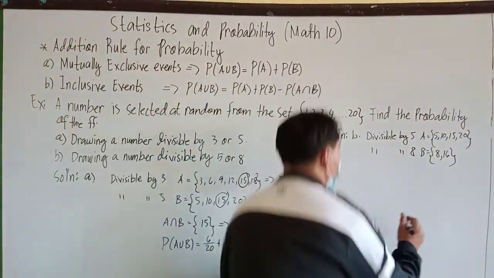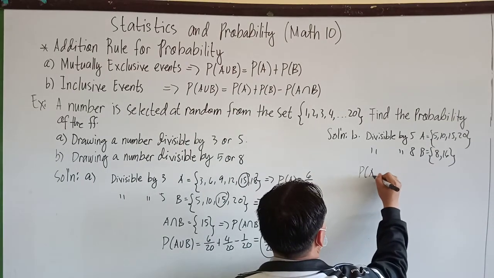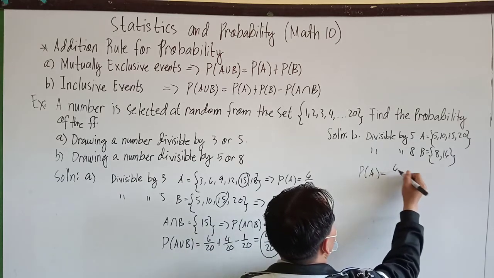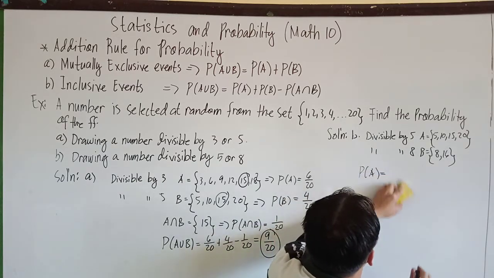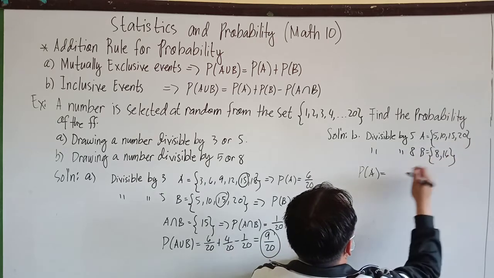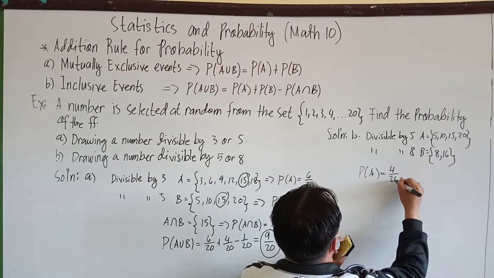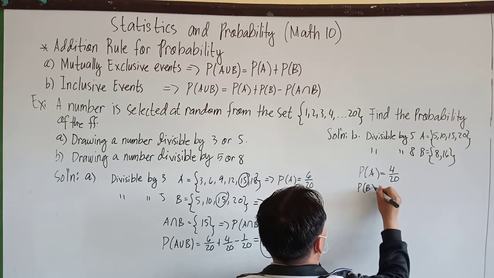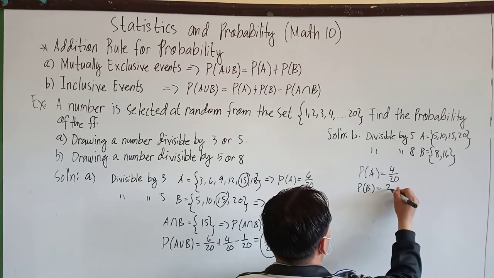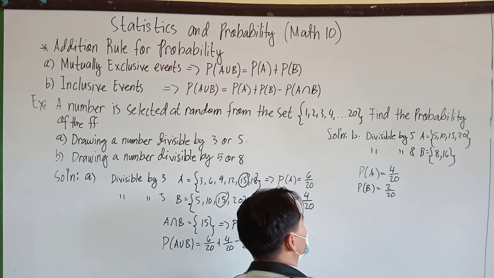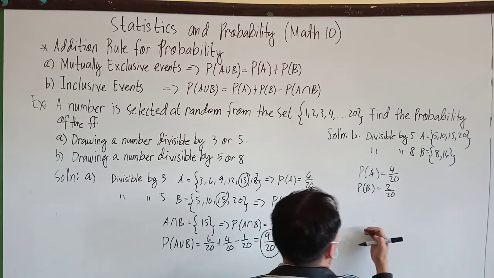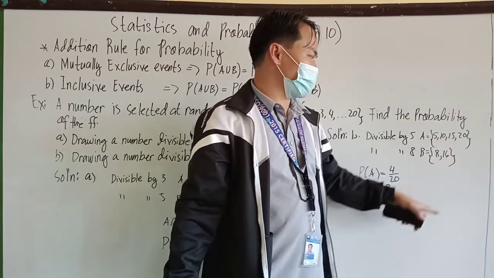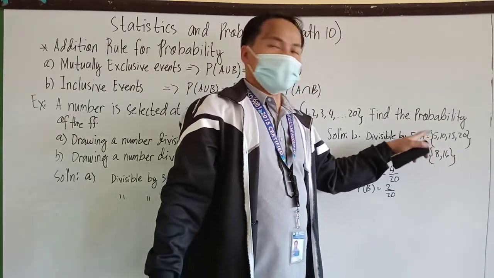So next, probability of A, here, 1, 2, 3, 4, we have 4 out of 20. Next, we have probability of B, 2 out of 20. Then we can now simplify. Look at these two sets. We have 8 and 16, and 5, 10, 15, 20. As we observe, there are no elements in common.